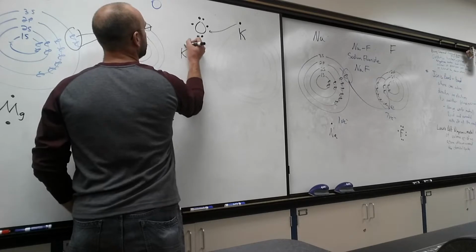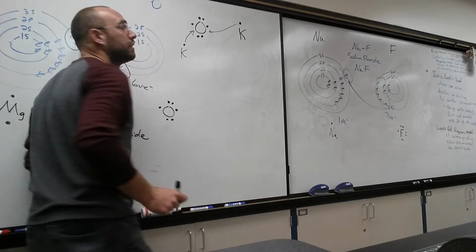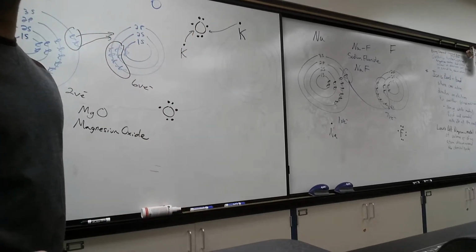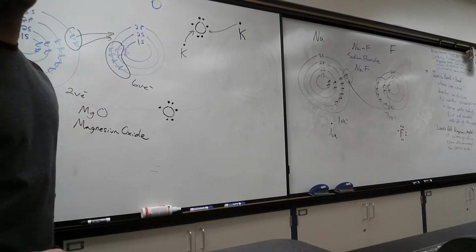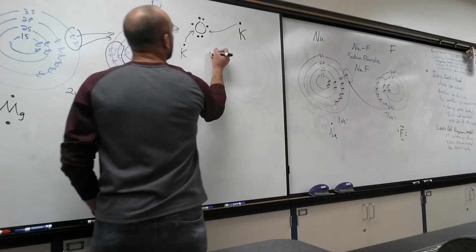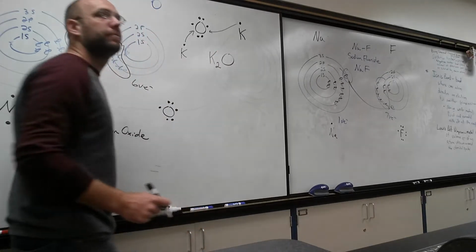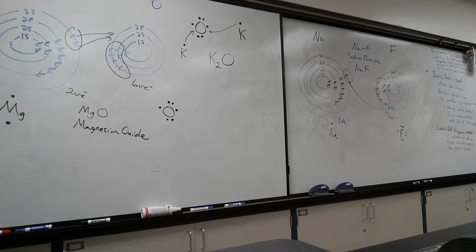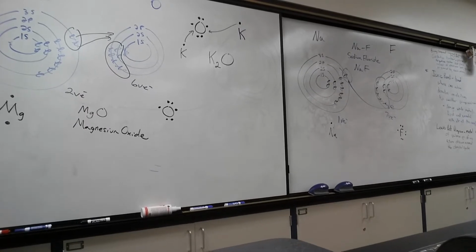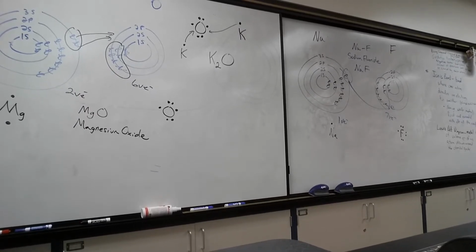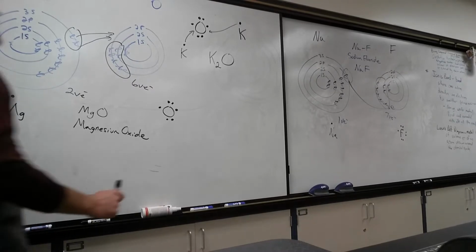If I have another potassium, is everything happy now? Is everything stable? Yes. This would be K2O. I have 2 potassiums and 1 oxygen. That's an ionic compound. It's not a binary anymore. We have 3 atoms, but it's an ionic compound. K2O. What would we name that?